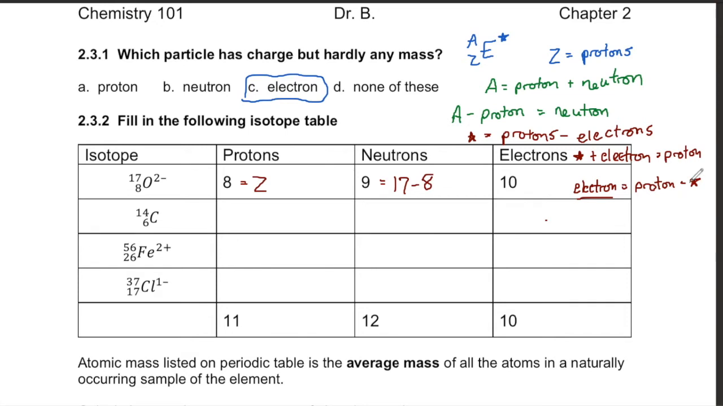And the electrons is the number of protons minus the charge. So the number of protons is 8. If we subtract the charge of a -2, we do get 10. So that is how we found the number of electrons.